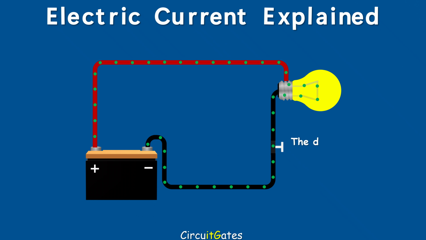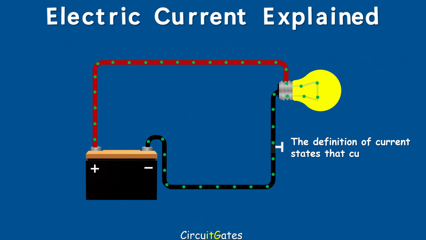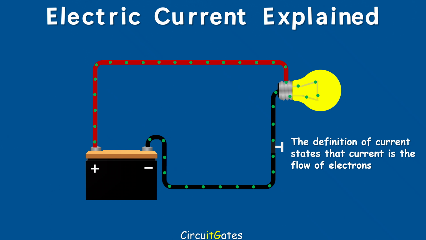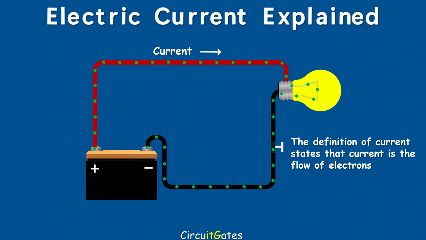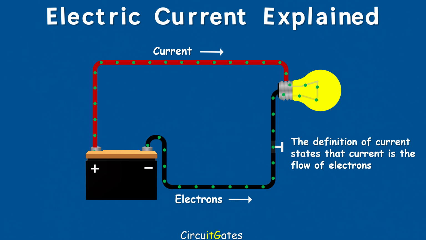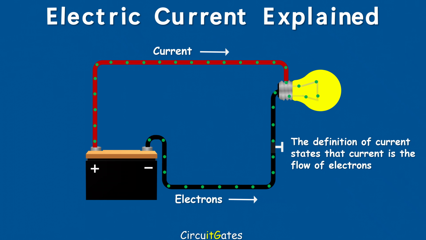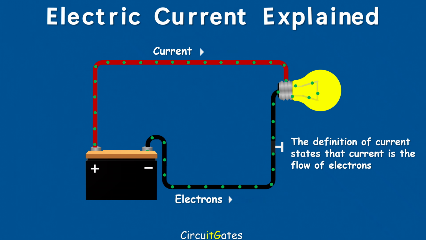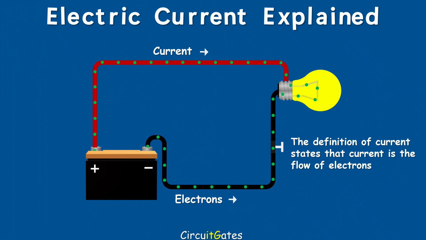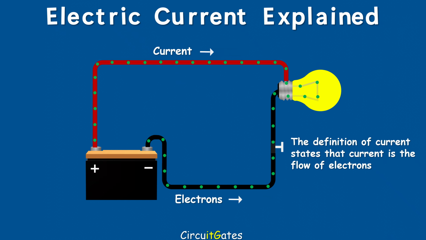The definition of current states that current is the flow of electrons, but we learned that current flows from positive to negative, whereas electrons flow from negative to positive. This looks like current and electrons flow in the opposite directions, which is not actually the case. This is due to different discoveries about what causes electric current, which were made in the early days of electricity.